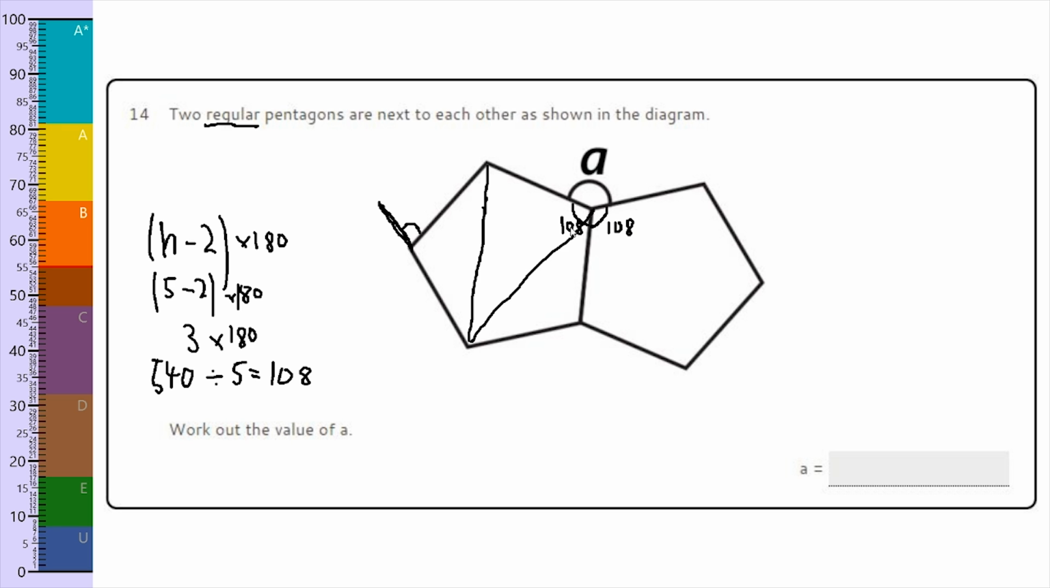Now this is angles at a point, which add up to 360. So 360, take away 108, take away 108, so take away 216. And actually I might do this like this so we can make sure we get the right answer. So 216, and that's going to be a 5, carry the 1, so that's going to be 4, 4, 1, so 144.